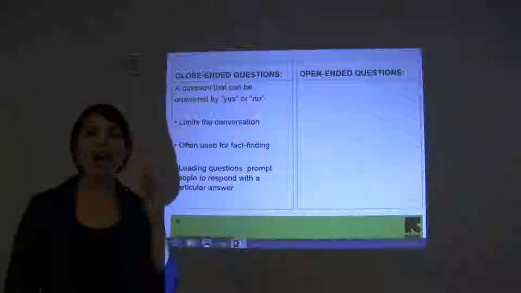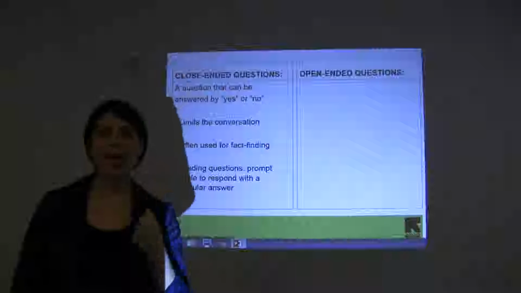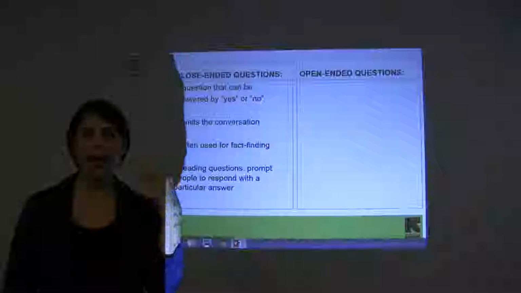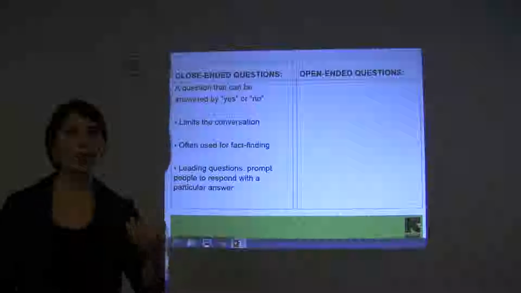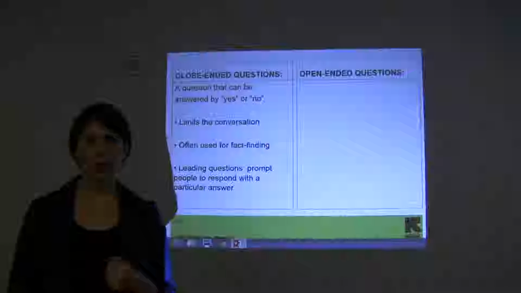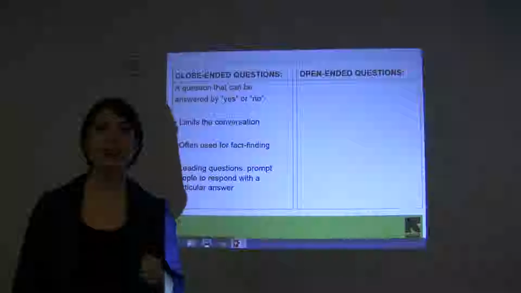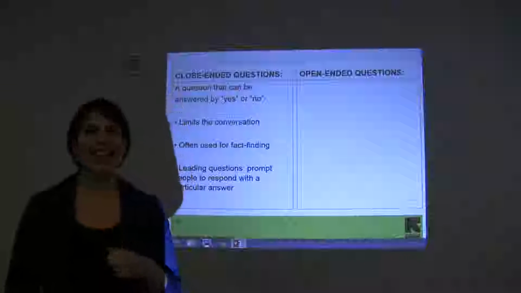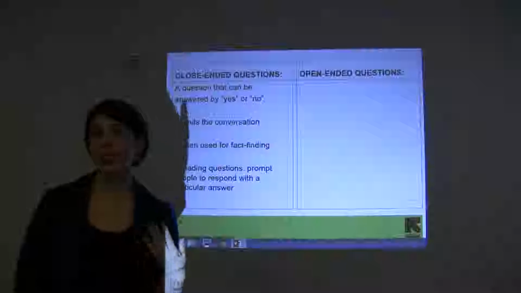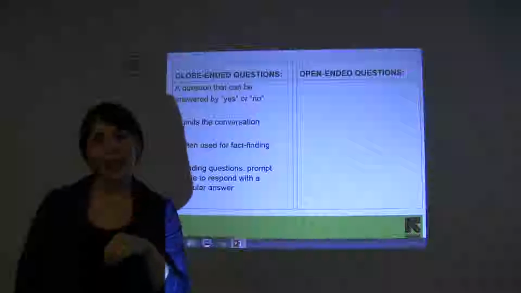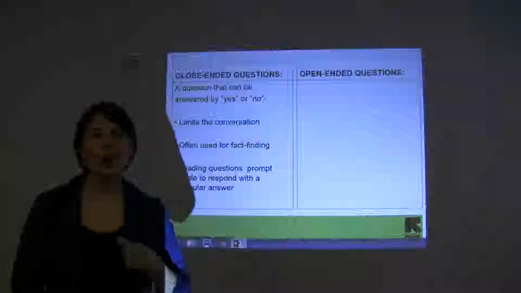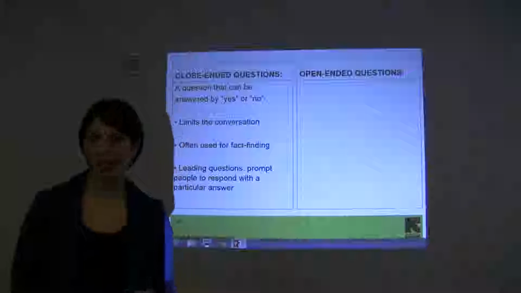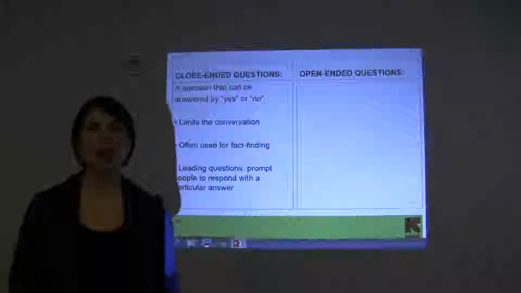So we see this a lot when managers have sort of an idea in their own minds of what should happen. And somebody comes to them and they say, I have this problem. And they'll say, well, have you tried doing this? Have you tried doing this? These are all examples of close-ended questions. And in those examples, what you'll notice is there's often an answer embedded in that. So we call those leading questions.